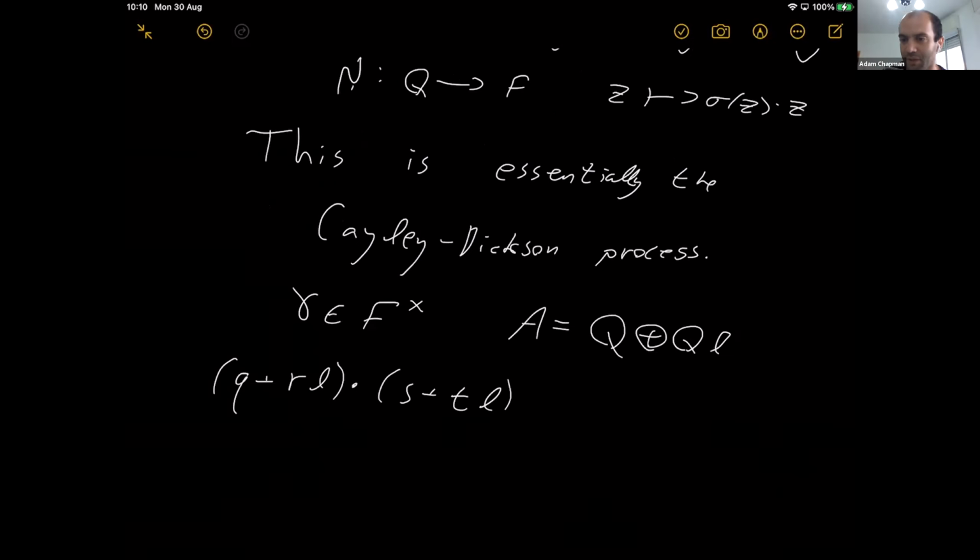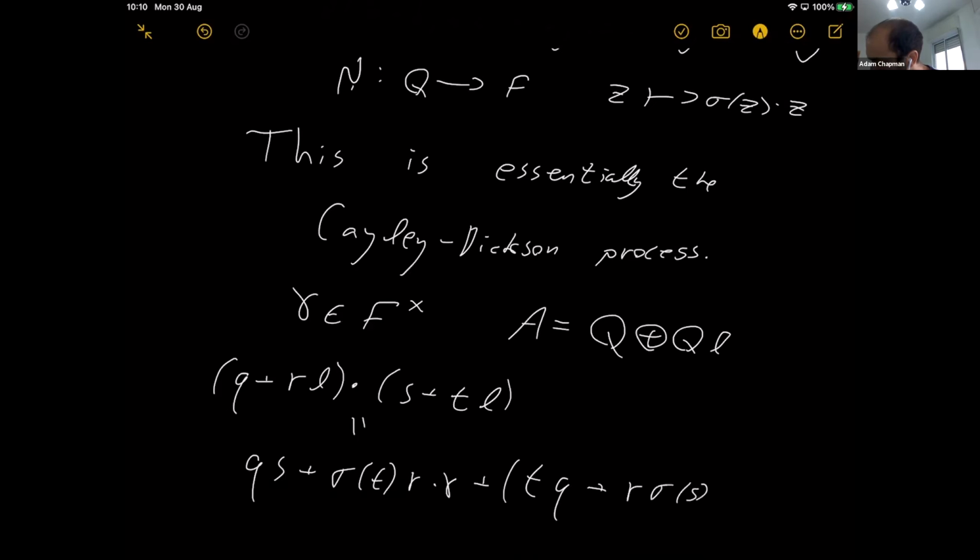So it should be something plus something times L. And the formula is QS plus sigma T R times gamma, plus, now it's TQ plus R sigma S, all that times L. So it's a bit strange. This is actually the proper formula for the Cayley-Dickson process. It applies also in the earlier stages.